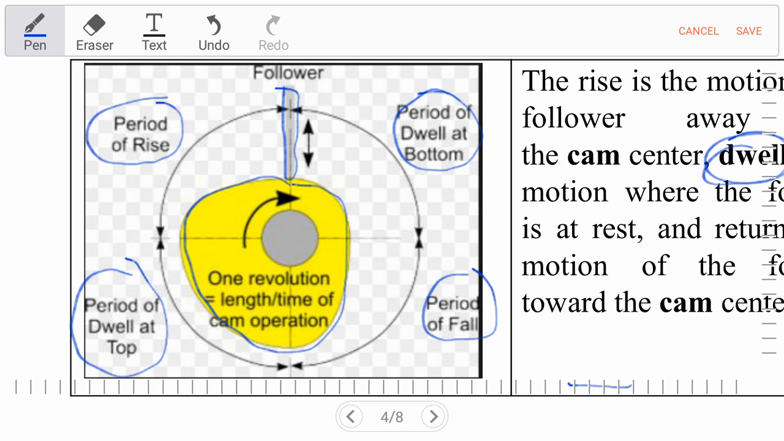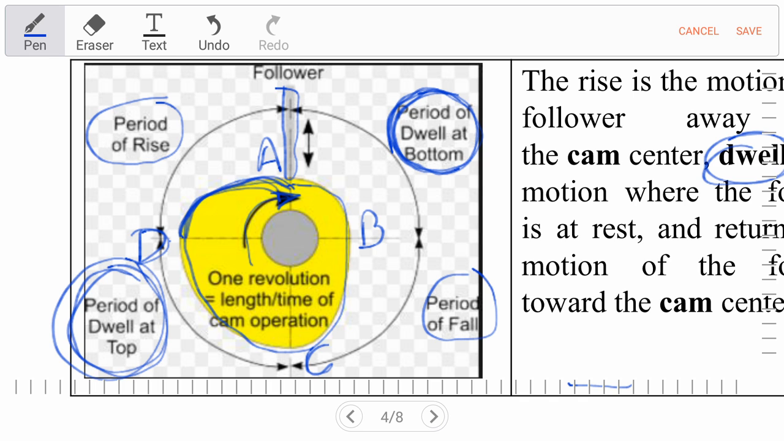As we know, in this arrangement, follower comes into the rest condition at top as well as at bottom. So at top condition it is known as period of dwell at top, and for bottom it is known as period of dwell at bottom. If we give nomenclature like point A, point B, point C and point D, as we can see the motion of the cam is clockwise. So from point A to point D, at this path follower motion will rise. So this path is known as period of rise.